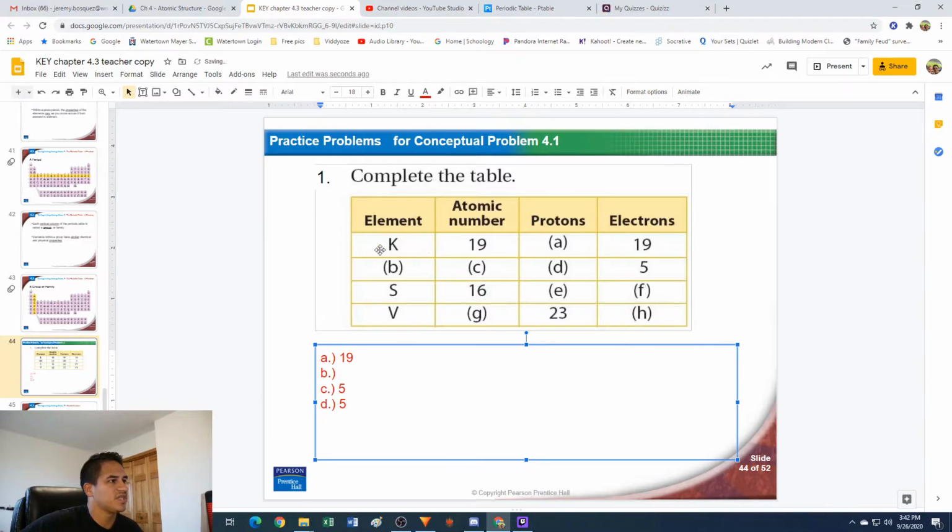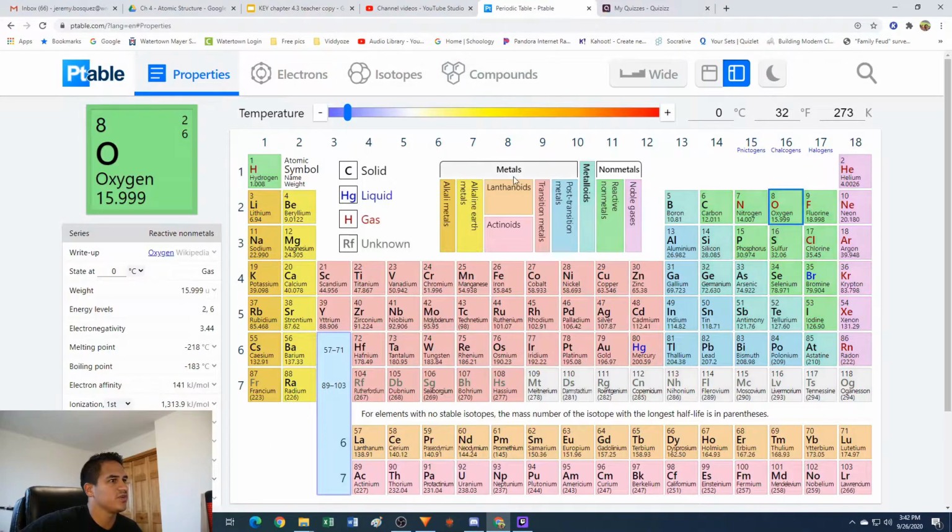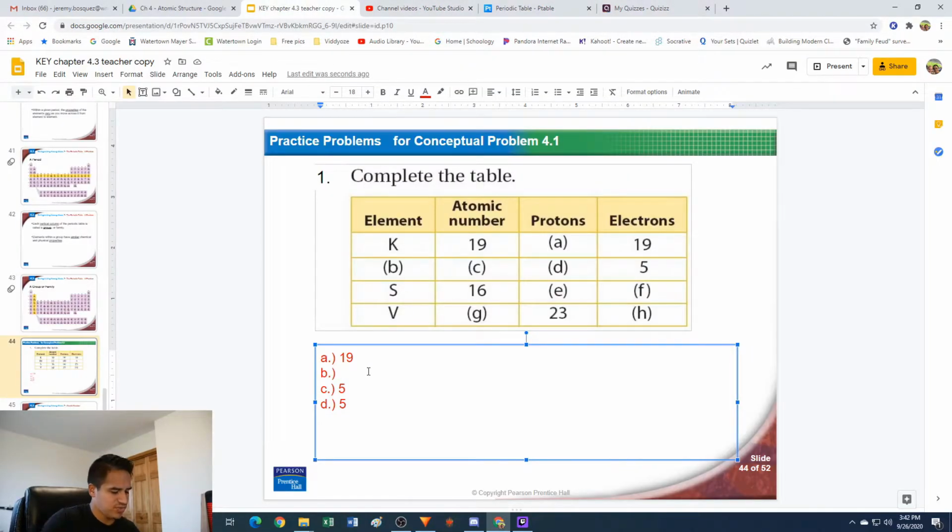And that means that the element we're looking for on the periodic table is going to have an atomic number of 5, which would be boron. So for letter B, that should be a capital B for boron.